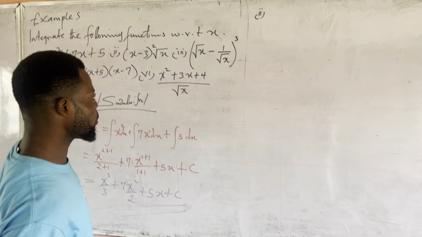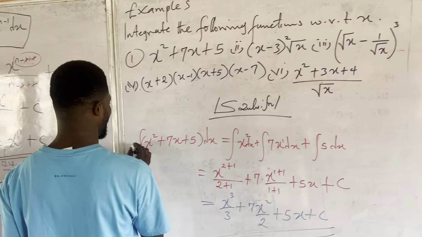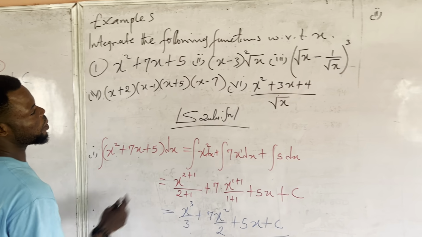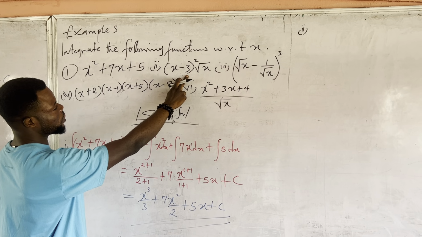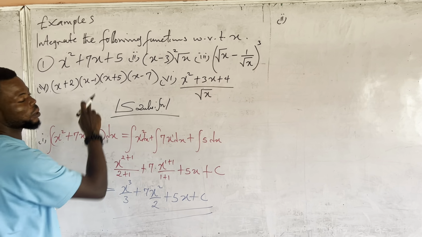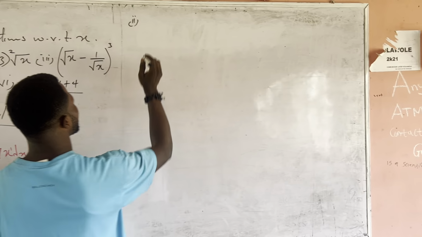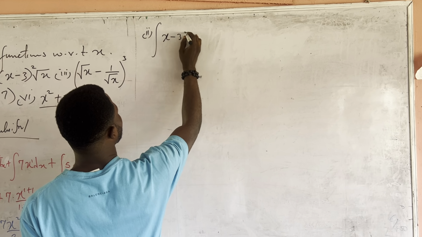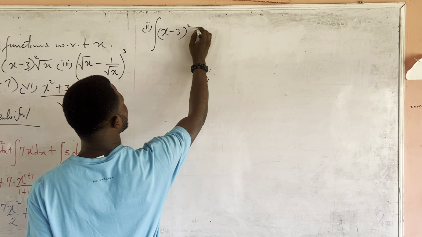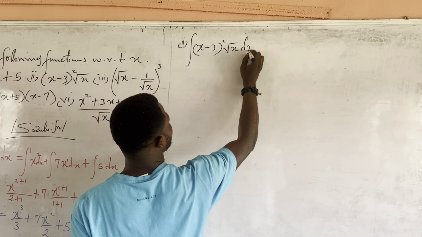So, this is one. Let me solve this as well. The same procedure you use to solve this is the same way you solve the others. So, we have the integral of (x - 3) all squared with respect to x.